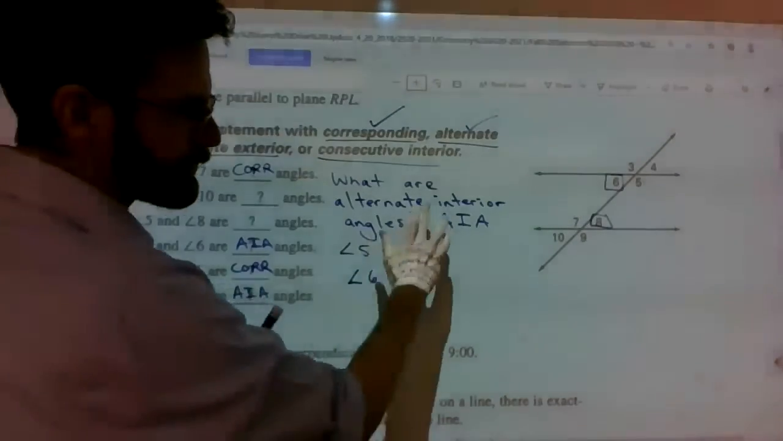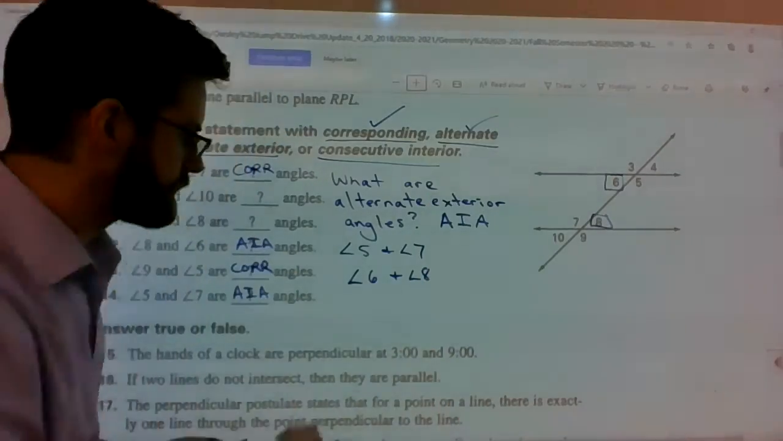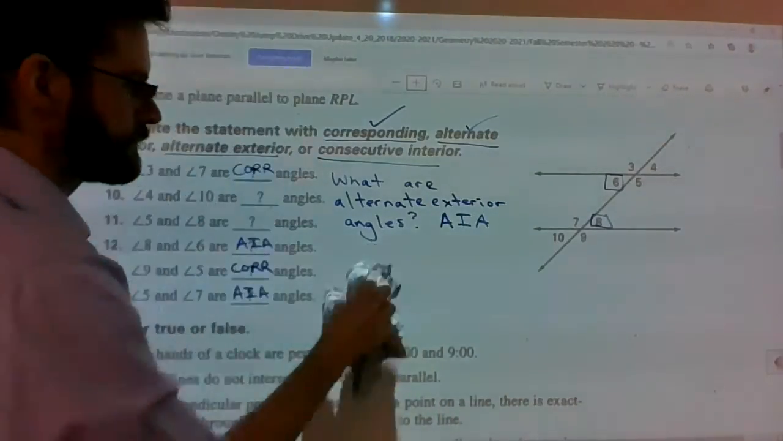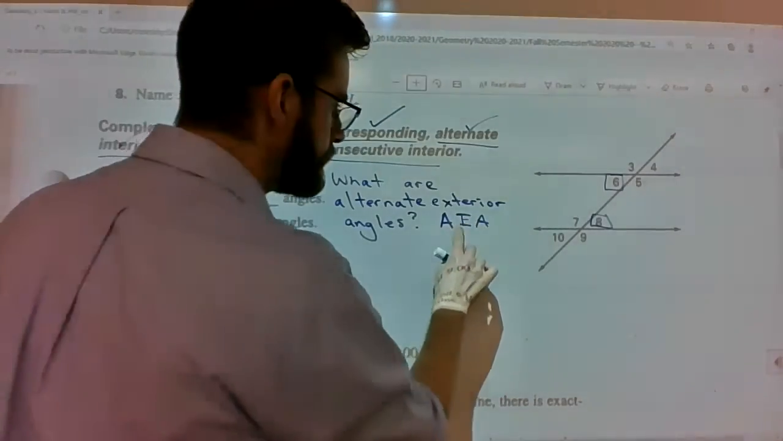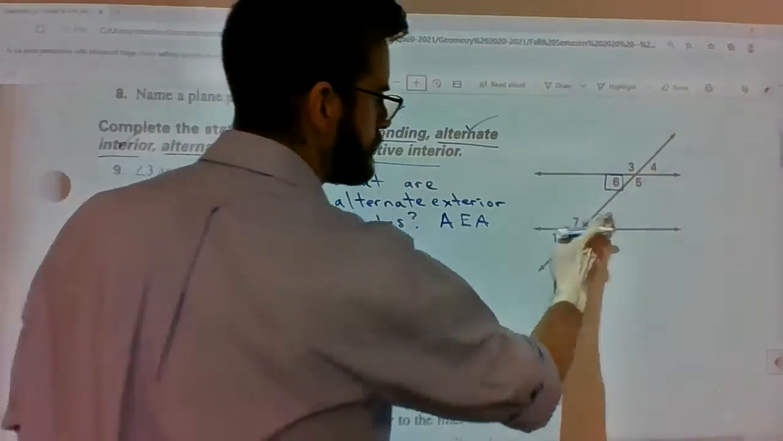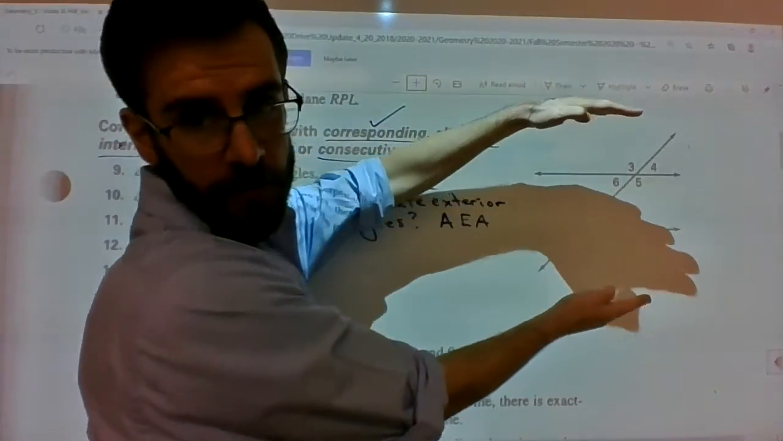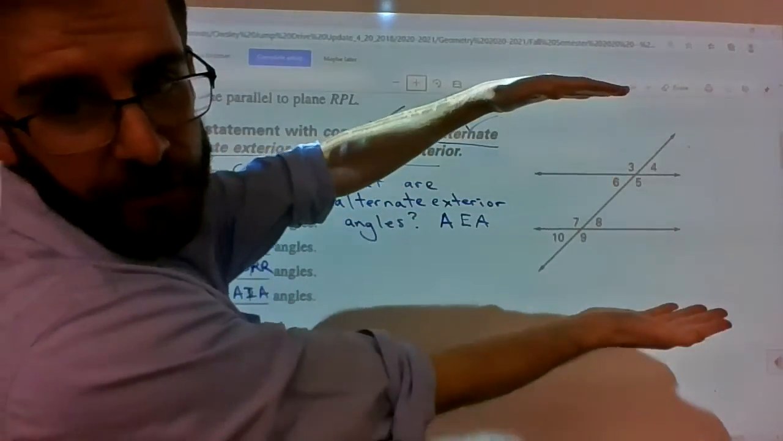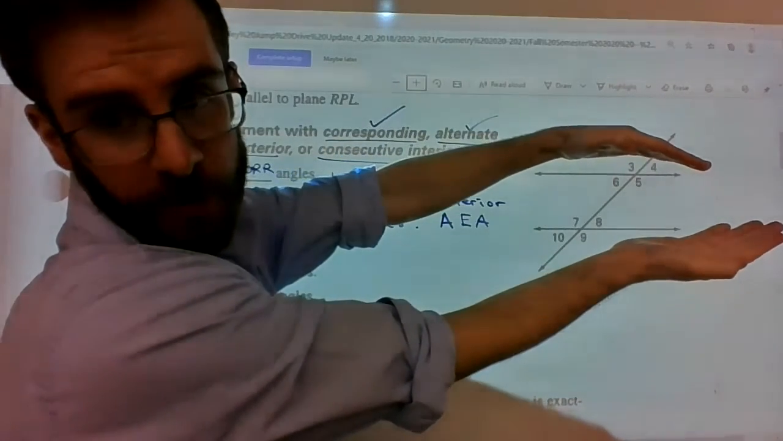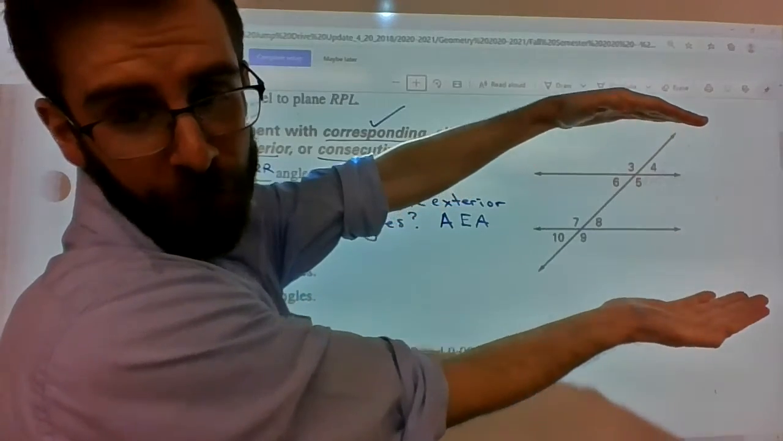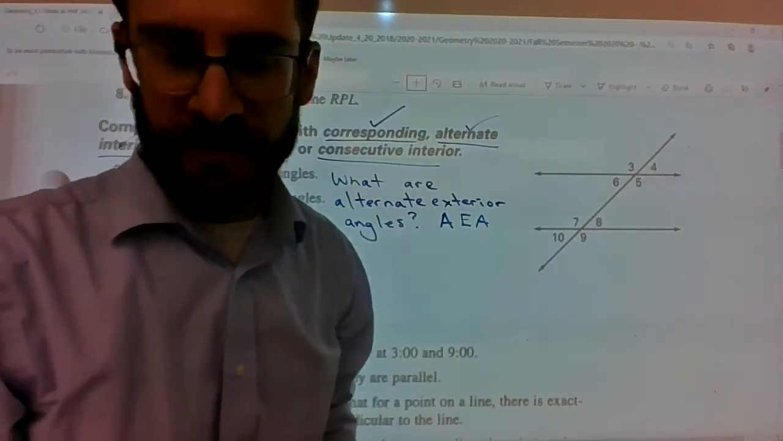What about alternate exterior angles? So we'll change that I to an E. Now, oh wow, what about these shadows here? These shadows weren't here before. Okay, inside of the parallel lines are the interior ones, so 6, 5, 7, and 8. Therefore, outside, 3, 4, 10, and 9, those are considered the exteriors.